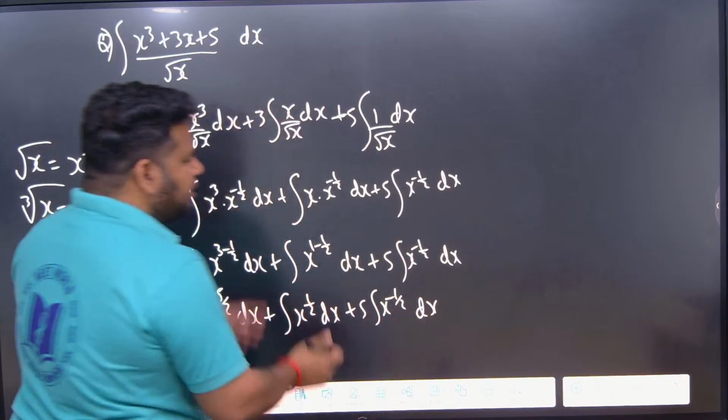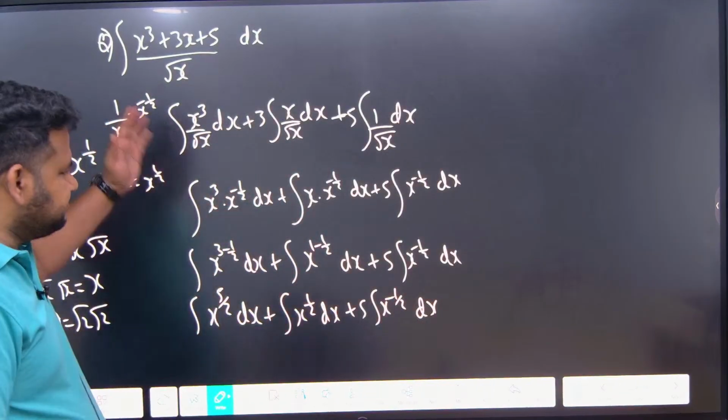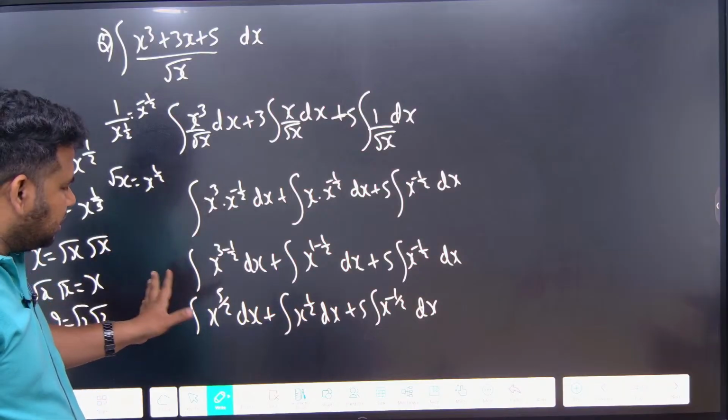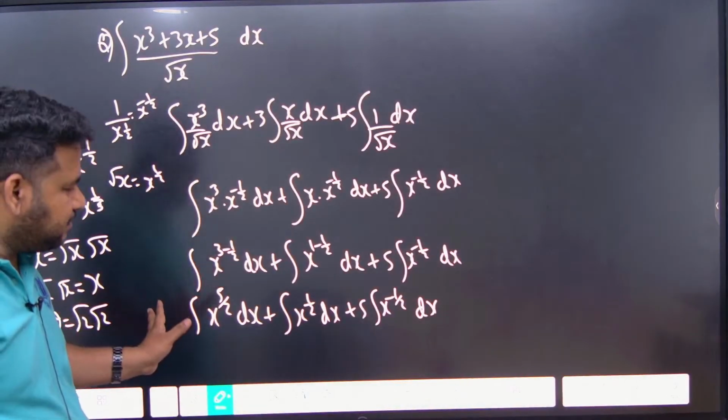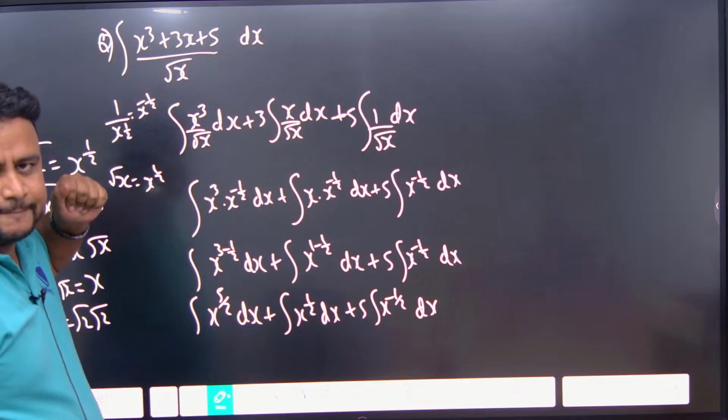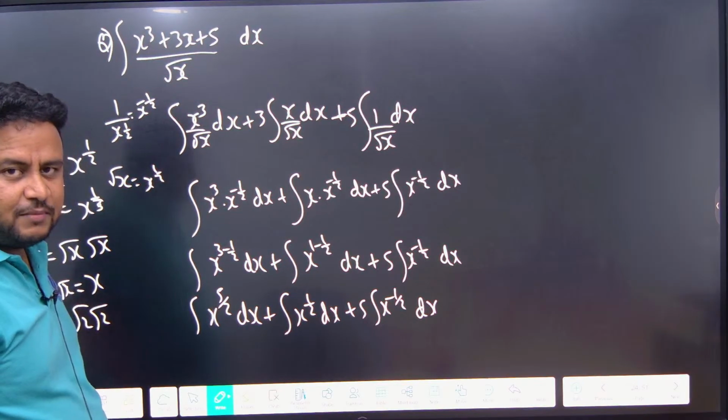See, once you are thorough with the concepts and formulas, these many steps you don't have to do, but I am doing all these steps so that you understand each and every step and your concepts become clear. Okay, how to apply this formula I am telling you.